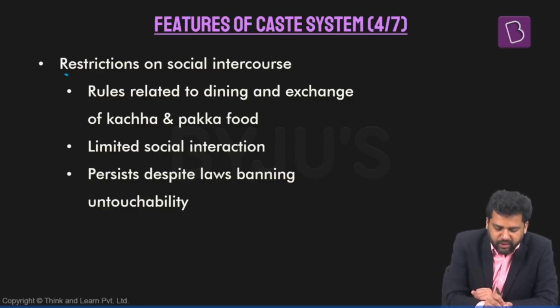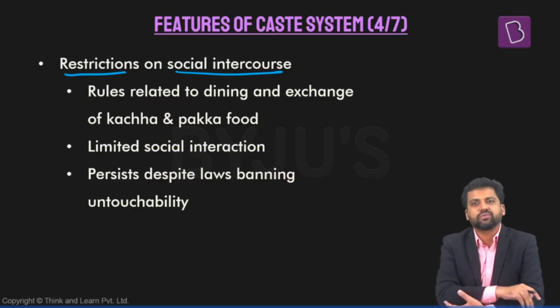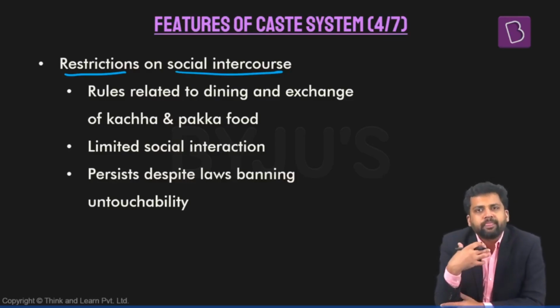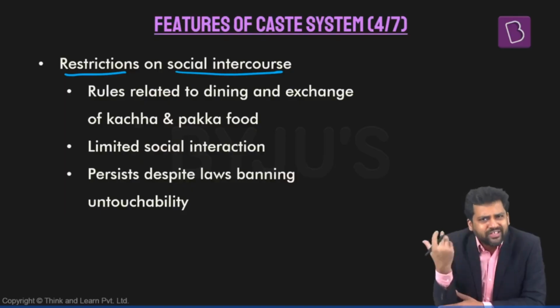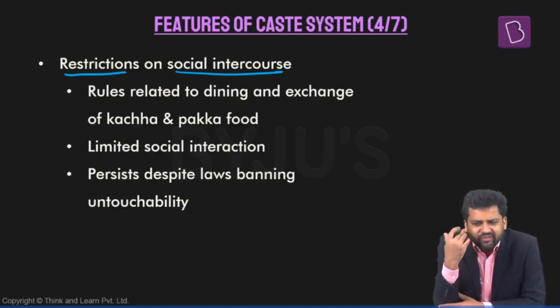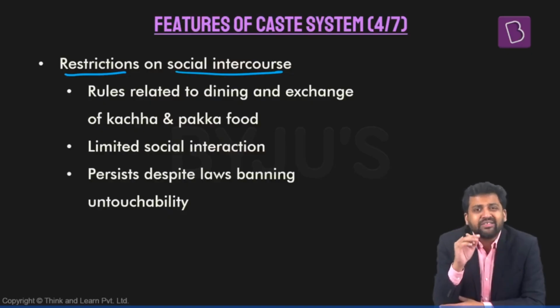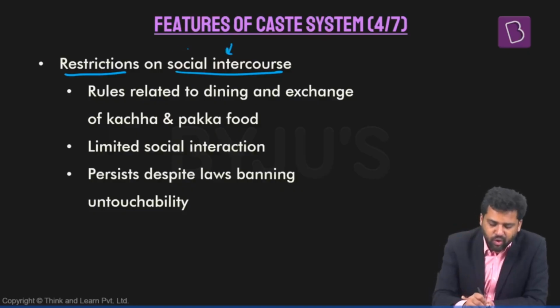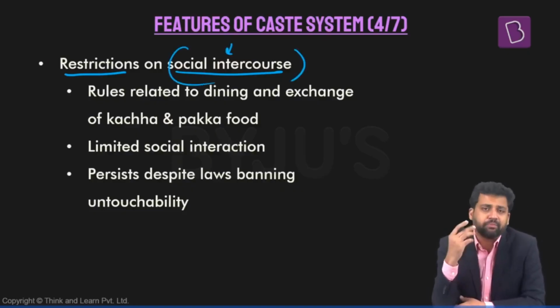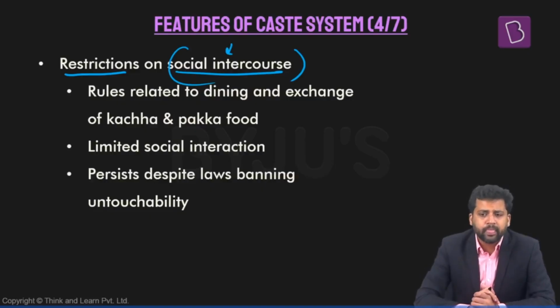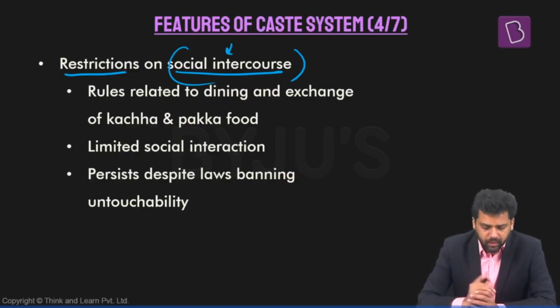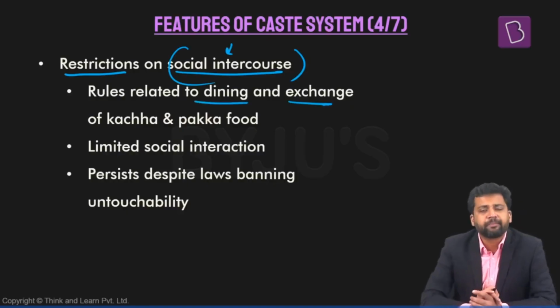Next one, restrictions on social intercourse. In society, you have different sets of people. There are different ways people interact with one another. There are different avenues for people to interact with one another. But the caste system imposes different kinds of restrictions on these interactions. For example, when it comes to exchange of food, when it comes to dining, there are different kinds of restrictions.